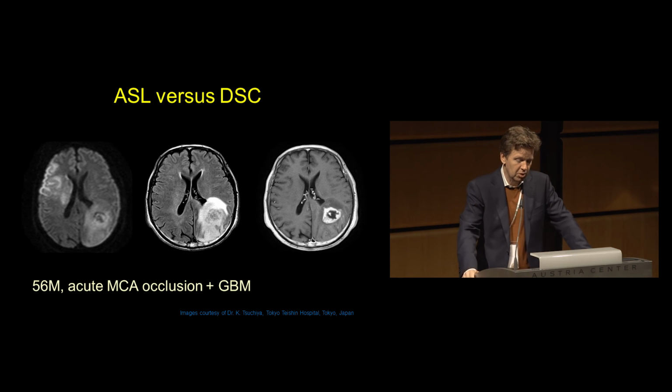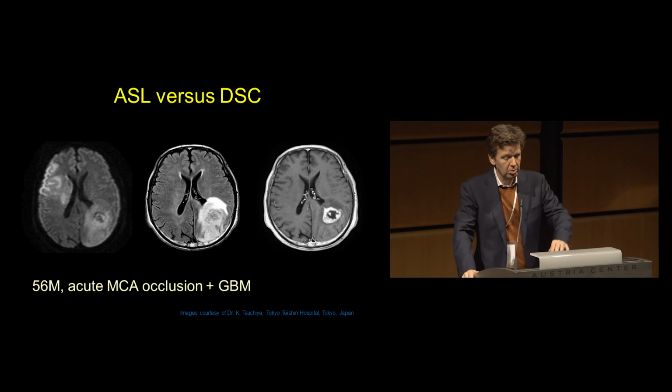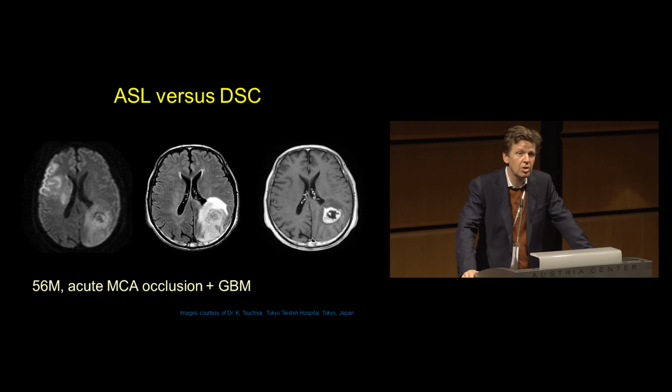Other things can be of interest for GBMs as well, especially perfusion sequences. I'm going to show you some examples of ASL in a GBM in comparison with dynamic susceptibility contrast. This is a very interesting case that I got from Dr. Toshiba, where there's a patient with a GBM who then had contralateral neurological abnormalities and turned out to have an acute MCA occlusion with a stroke of the anterior MCA territory, so dual pathology.